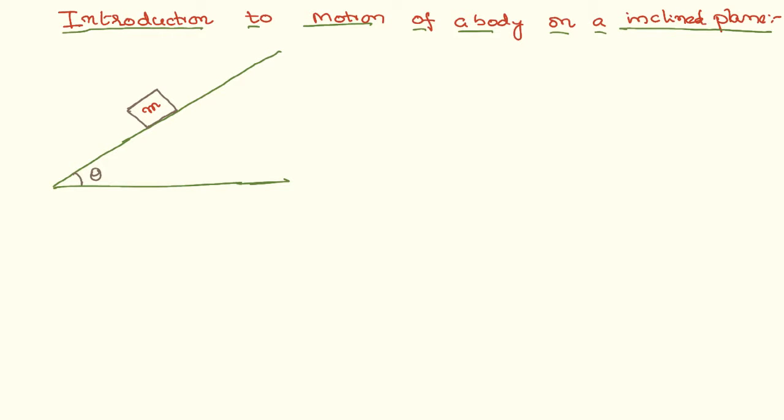Let us imagine a block of mass m on a rough inclined plane making an angle theta with the horizontal. In this first video, we would like to identify the different forces acting in the system. We know the weight of the body always acts in a downward direction. You might have noticed that this weight is not perpendicular to the surface of contact.